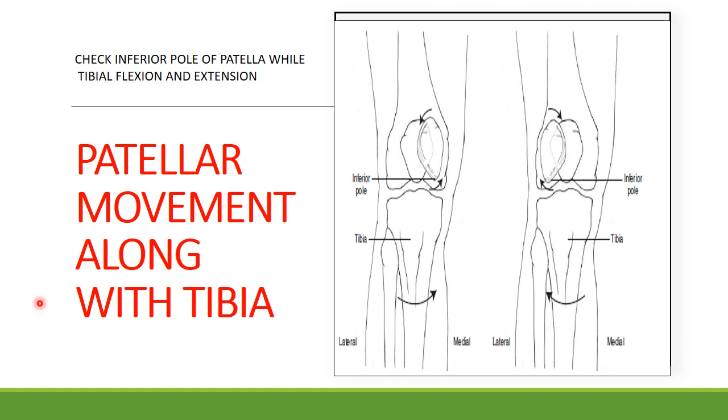Patella movement along with the tibia. To check this, we observe over the inferior pole of the patella while the tibia performs flexion and extension. In the first diagram, you are seeing that the tibia is going into extension, so the patella is moving medially and upwards. Now, when the tibia is performing flexion, the patella is moving laterally and also moving in the inferior direction.